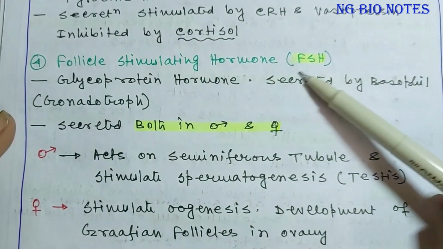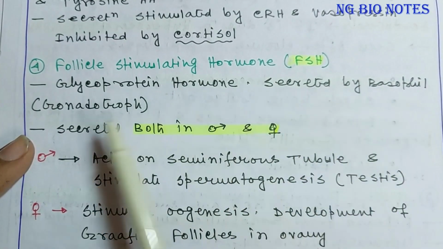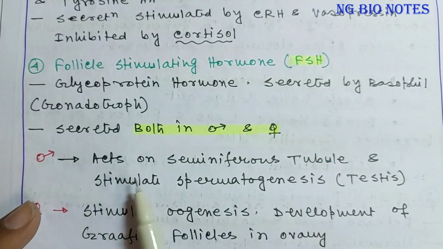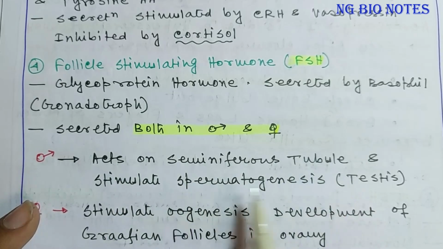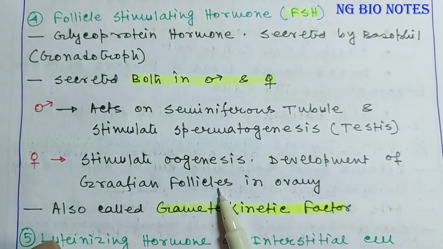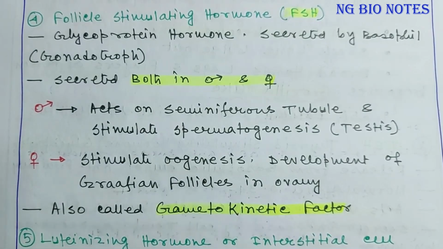This type of gonadotropic hormone is follicle stimulating hormone, and this follicle stimulating hormone is glycoprotein in nature and secreted by basophilic gonadotrop cells. It is secreted in both male and female. In males, it acts on the seminiferous tubule and stimulates the spermatogenesis process in the testis. In females, it stimulates oogenesis and development of the Graafian follicle in the ovary. So it acts on the immature follicle, which is transformed into the Graafian or mature follicle, and this Graafian follicle secretes estrogen hormone. So follicle stimulating hormone is also known as gametokinetic factor.